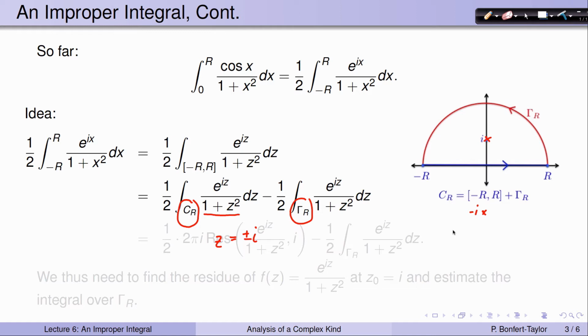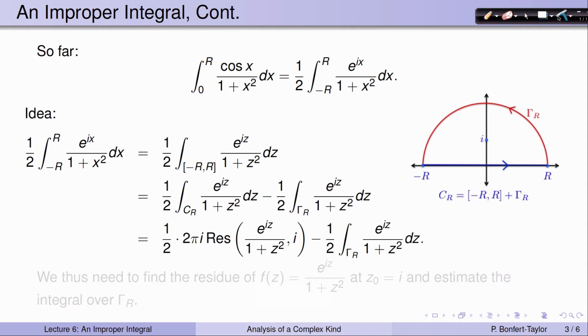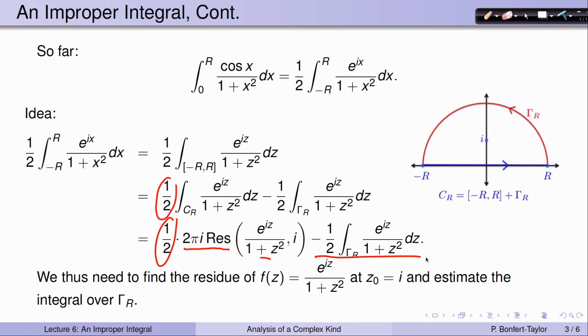Now, by the residue theorem, the integral over CR of the function e to the iz over 1 plus z squared is 2 pi i times the residue of my function at the singular point. So here we have 2 pi i times the residue of my function at i, and the 1/2, of course, had to stay there. And then we need to subtract this integral over the semicircle. So we have two things to do. We need to find that residue of the function e to the iz over 1 plus z squared at i, and then we need to take care of the integral over the semicircle.